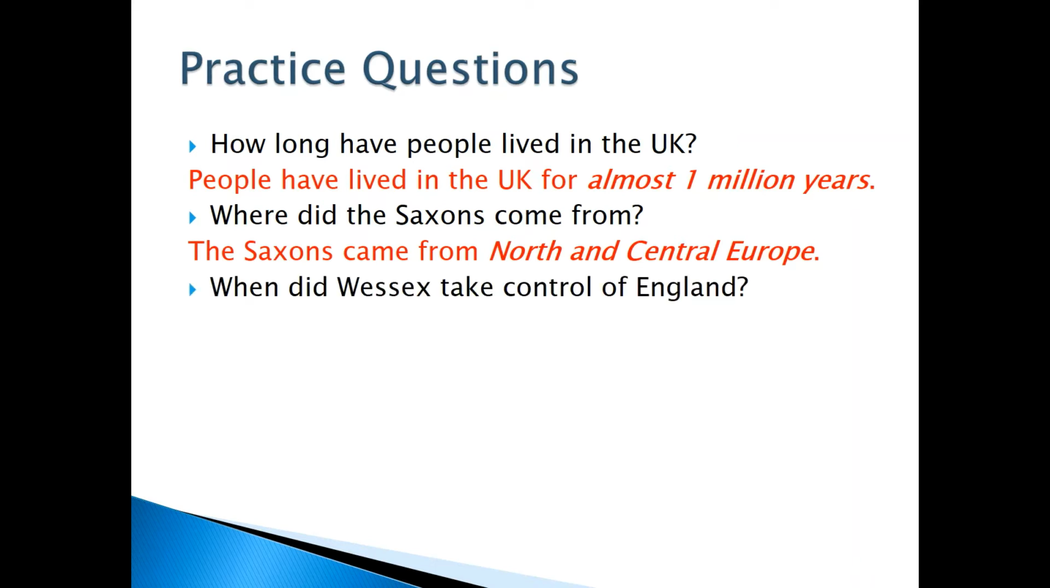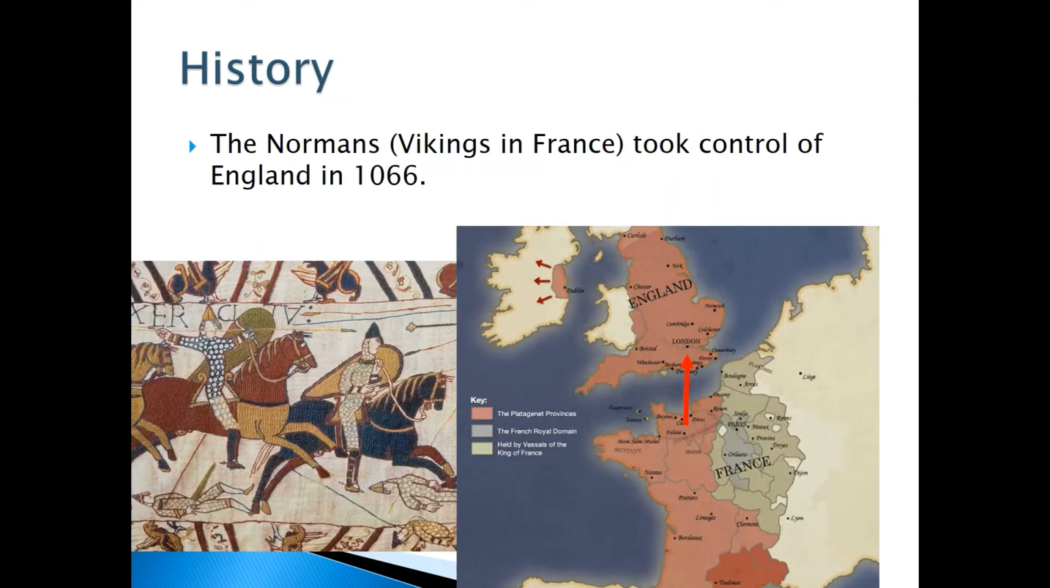When did Wessex take control of England? Wessex took control of England in 924. The Normans took control of England in 1066.